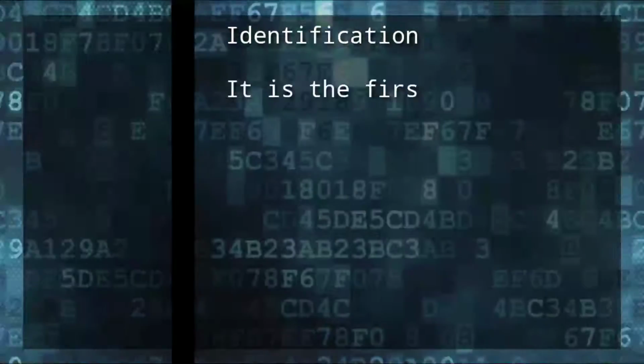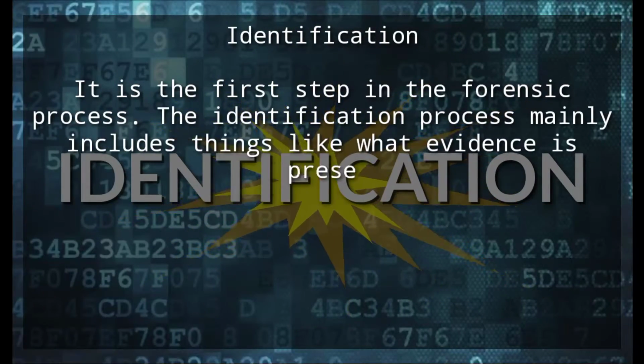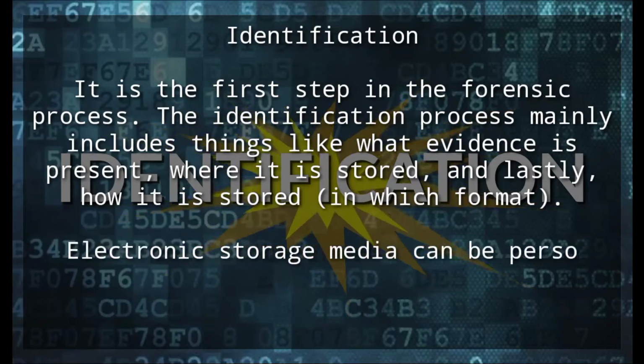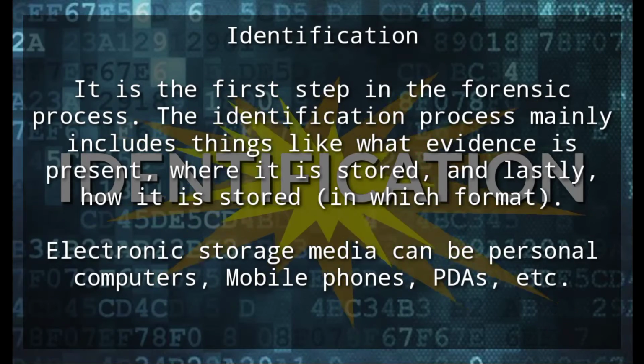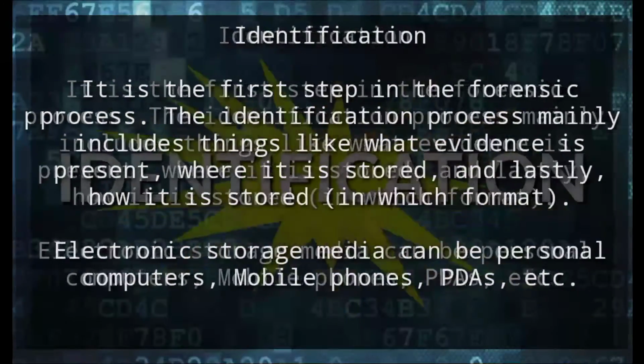Identification is the first step in the forensic process. The identification process mainly includes things like what evidence is present, where it is stored, and lastly, how it is stored, literally in which format. Electronic storage media can be personal computers, mobile phones, PDAs, and so on.